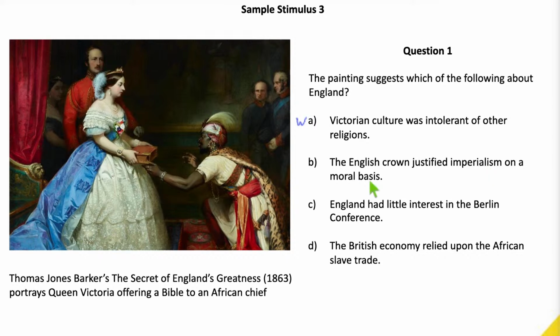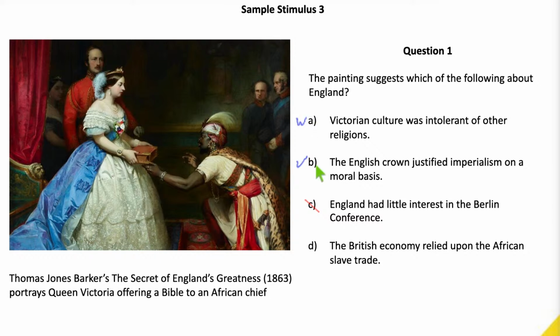The English crown justified imperialism on moral basis. Yes, this is what it did, and this is what it said that it had a mandate to do. So I do like this. So when I like an answer choice, I'm going to put a check mark next to it. England had little interest in the Berlin Conference. Well, here we have Queen Victoria giving a Bible to an African chief, so no. Okay, and the British economy relied upon the African slave trade. Well, okay, this would be another weak one.